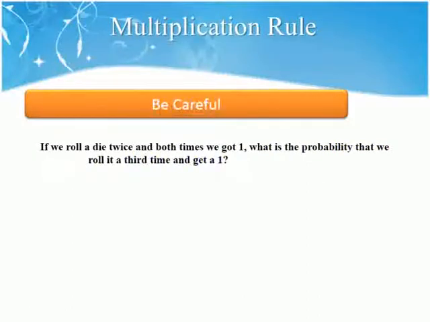If we roll a die twice and both times we got a 1, what is the probability that we roll it a third time and get a 1? Well, you have to be careful here because since we already know about the first 2 die, and since they don't affect the third roll, then the third roll is just 1/6 probability that we'd get a 1.